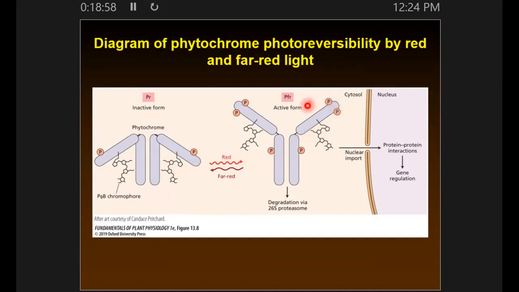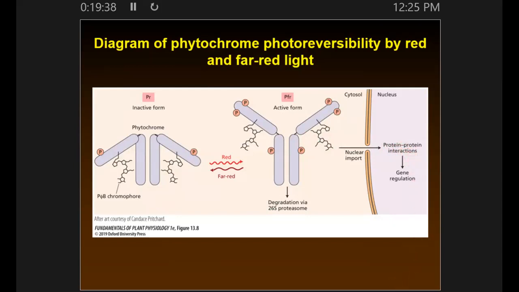And then they tend to say that the P sub FR form is active. What they mean by that is that it's typically the P sub FR form that actually will move into the nucleus and start impacting gene expression. So it'll tell the DNA, I want this gene turned on or this one turned off. That's why they say it's an active form, because it actively goes into the nucleus and starts affecting gene expression so that the plant can respond to this day or night light.